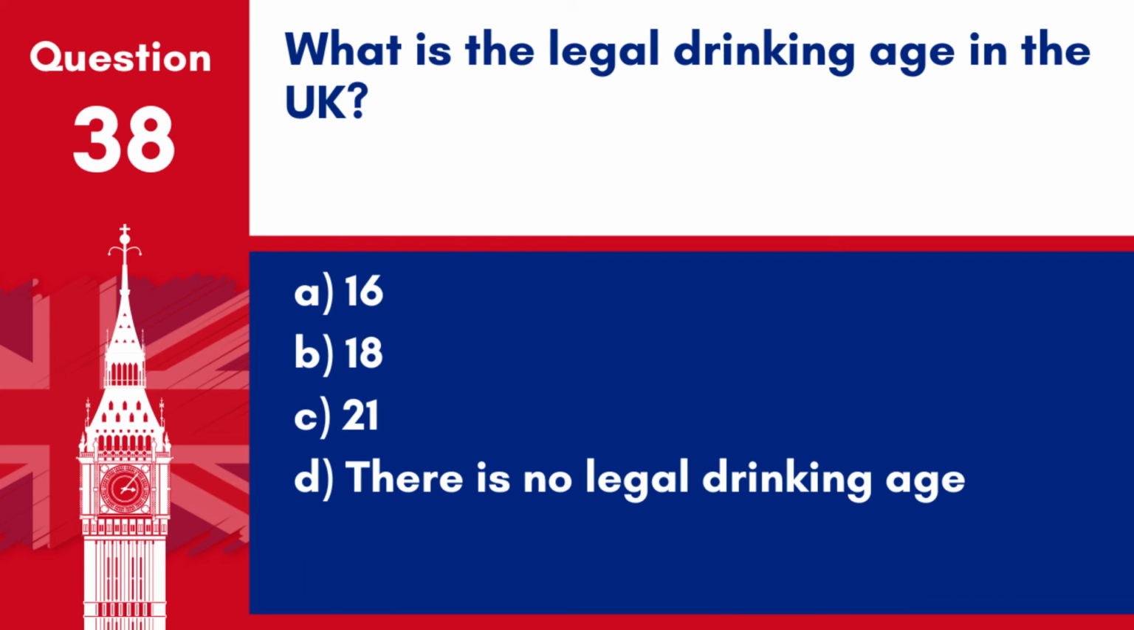Question 38. What is the legal drinking age in the UK? A. 16. B. 18. C. 21. D. There is no legal drinking age. Answer B. 18. The legal age for purchasing and consuming alcohol in the UK is 18.